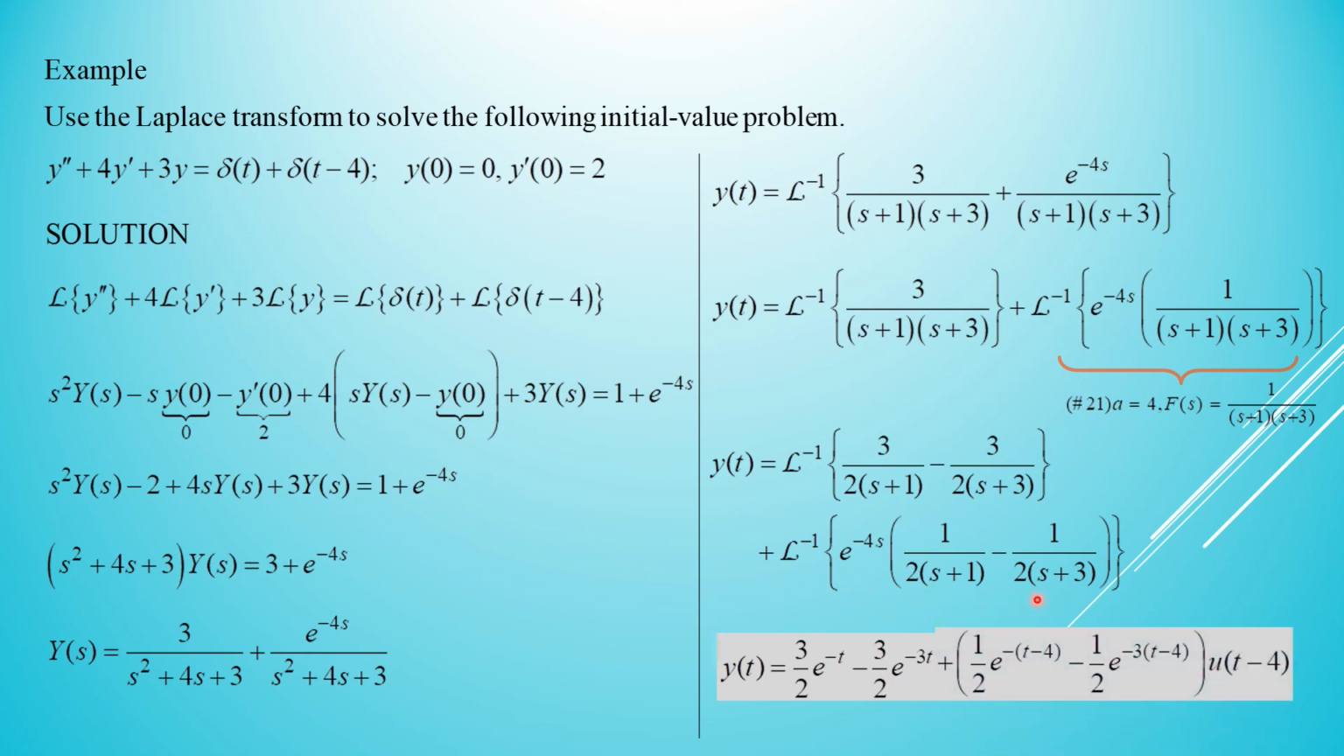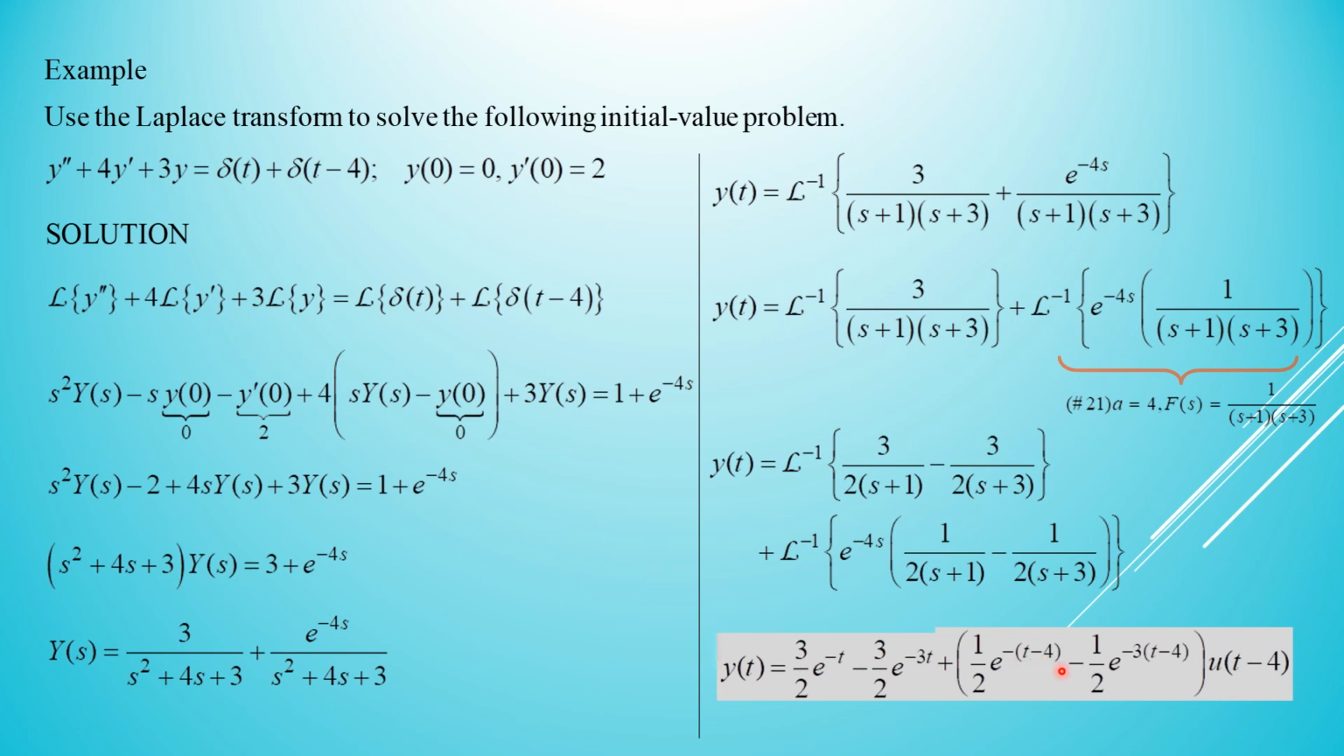Plus the inverse of the second term. Now we have the constant half, and the inverse of 1 over (s plus 1) is given by e to the power of negative t. But since this function is multiplied by e to the negative 4s, according to the rule, when we apply formula number 21, the t must be replaced by t minus a, where a in this case is 4. So instead of half e to the negative t, it becomes half e to the negative (t minus 4).